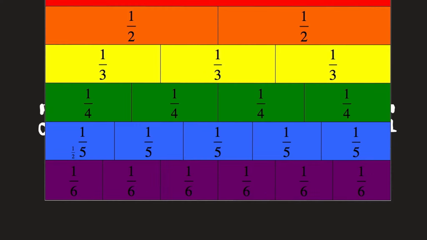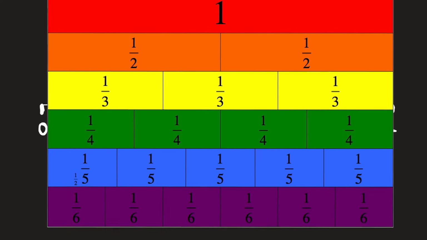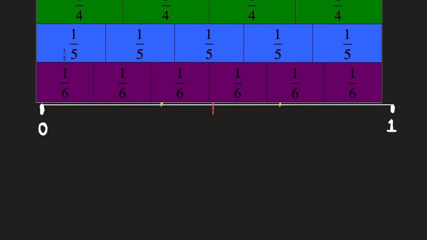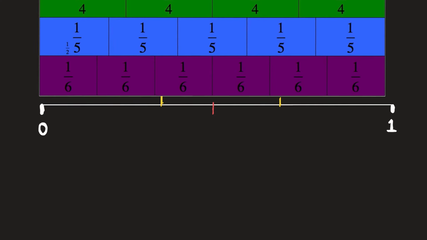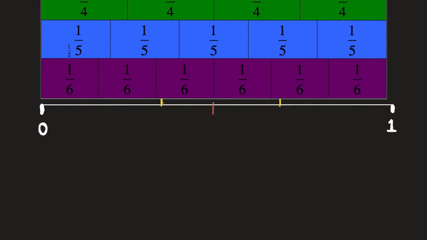But what if I want to break it up into fourths? So you can see right here, let me just move this up. We have half, we cut it up into thirds. Now we're going to cut it up into fourths. Let me find some green. And I'm going to draw my line right here. This is 1/4. And right here would be 2/4. And over here would be 3/4. And then 4/4.